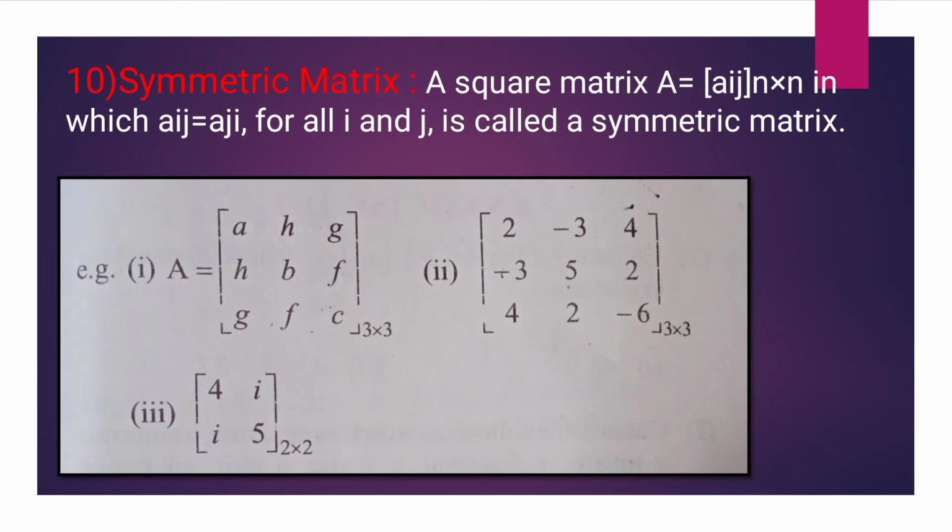Type 10, symmetric matrix. A square matrix A equal to [aij] n cross n in which aij is equal to aji for all i and j is called a symmetric matrix. Now this is the following example.